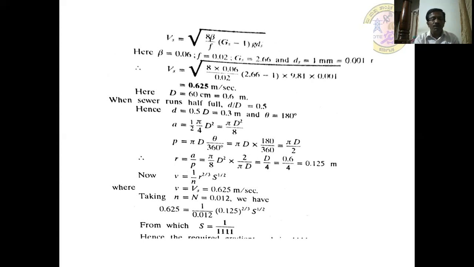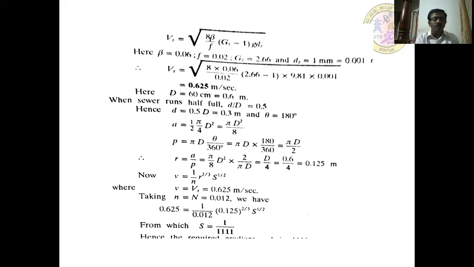Anyhow, given the value of d. Running half full, automatically alpha is 180 degrees, or d by D equals 0.5. So theta is 180. Directly we can write, since it is running half full, the value of theta is 180 degrees. So a equals pi d square by 8, p equals pi d by 2, r equals once again d by 4 only. So even though it is running half full, it is d by 4. So we get 0.125.